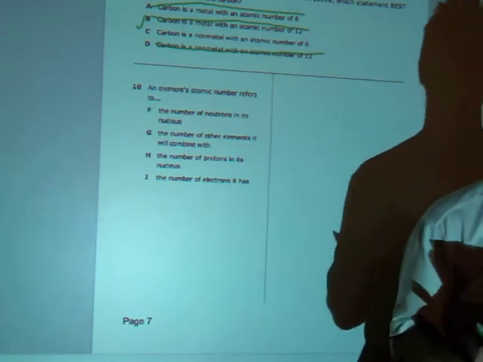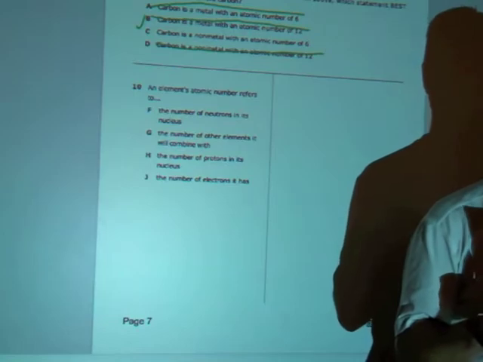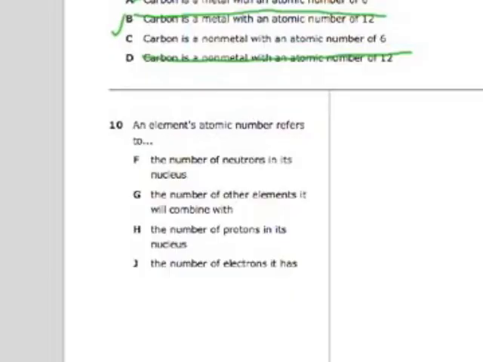Okay, any questions there? Okay, number 10. An element's atomic number refers to what? So we're talking about these top numbers here. 8, 9, 2, 10. The number of neutrons in its nucleus. No. How do we find neutrons? Y'all remember? That's right. We subtract our protons, which is our atomic number, from the atomic mass after we've rounded our atomic mass.